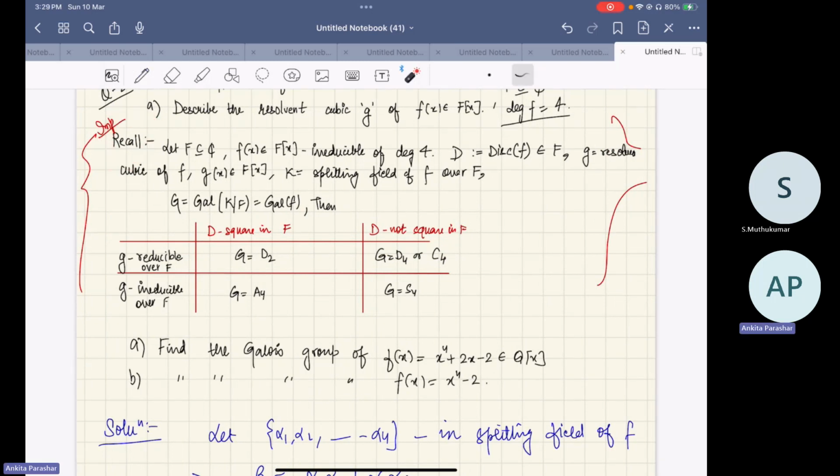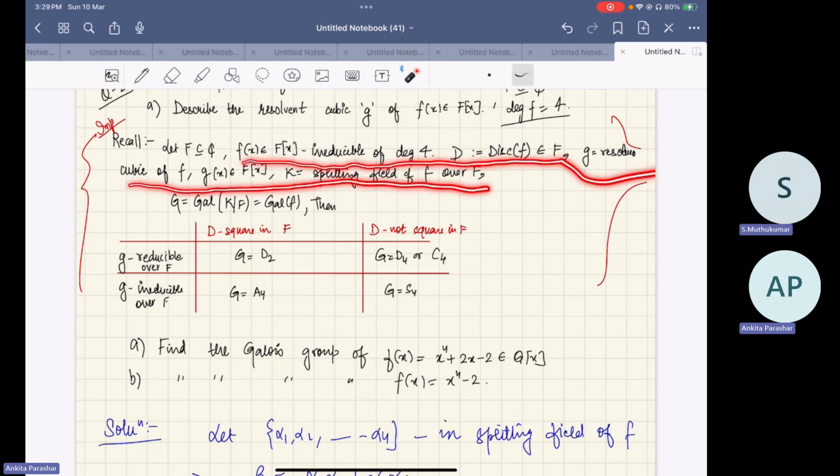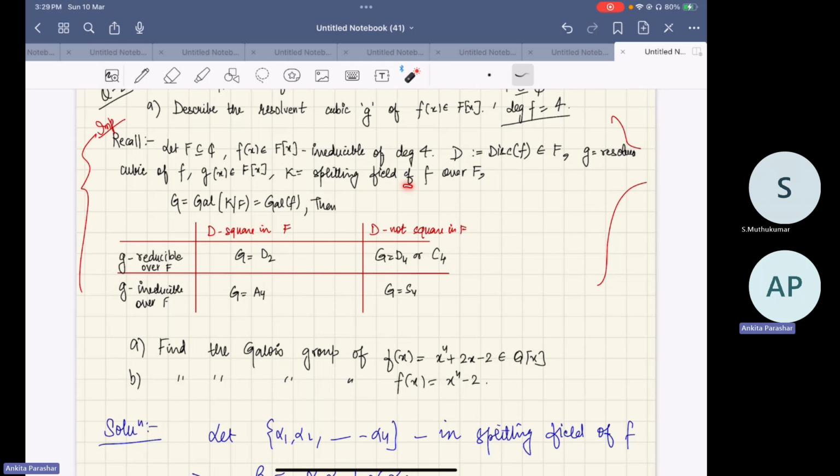If you have any irreducible polynomial of degree 4, and D is the discriminant, G is the resolvent cubic, and K is the splitting field, look at the Galois group. Now, this Galois group is being determined by two facts. One is how the discriminant looks: is it a square or not a square? But even if D is a square, there are two possibilities, and here we have three possibilities.